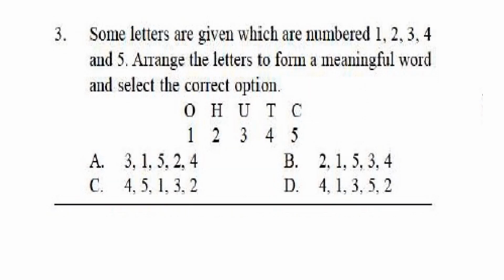Question number 3. Some letters are given which are numbered 1, 2, 3, 4 and 5. Arrange the letters to form a meaningful word and select the correct option. Here O, H, U, T, C are given with numbers 1, 2, 3, 4, 5. If we make a meaningful word from these letters, we can get touch. And here T is number 4.